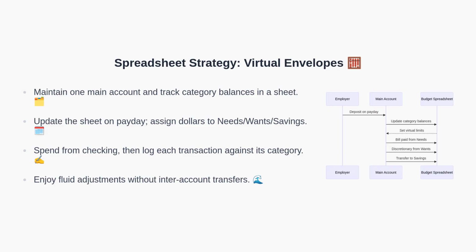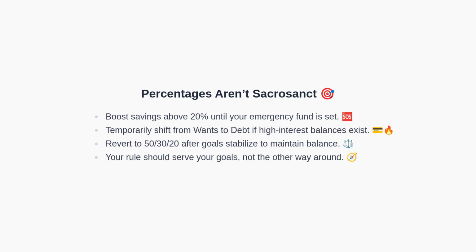Now let's talk about when to customize the percentages. Treat 50-30-20ths as a starting template. If you lack an emergency fund, allocate more than 20% to savings until you reach your target. If you carry high-interest debt, divert some or all of the wants category toward extra payments. Once your foundation is stable, you can return to the standard percentages to maintain long-term balance.